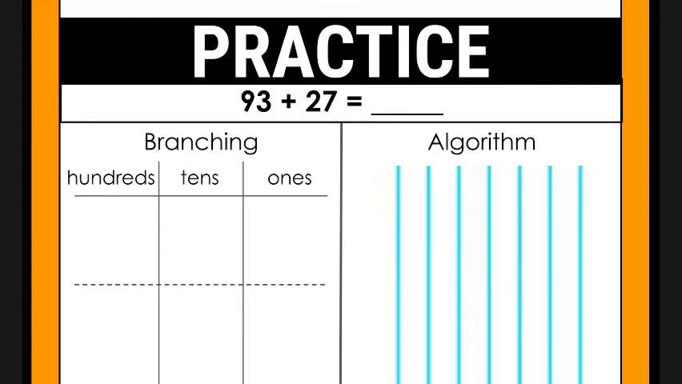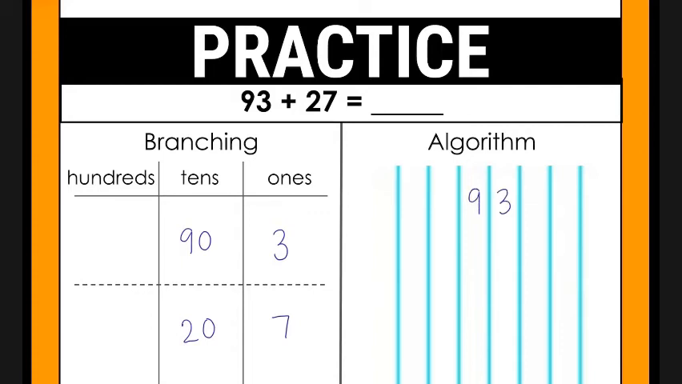Okay, so here's our last problem for today. I have 93 plus 27. With branching, let's start with my two add-ins. 93. Are there any hundreds in 93? No. Are there any tens in 93? There are. I have 9 tens, so I know 9 tens is worth 90. And how many ones are in 93? 3. Let's move on to 27. How many hundreds are in 27? None. How many tens? 2 tens, and how much is that worth? 20. And how many ones? 7. Very good.